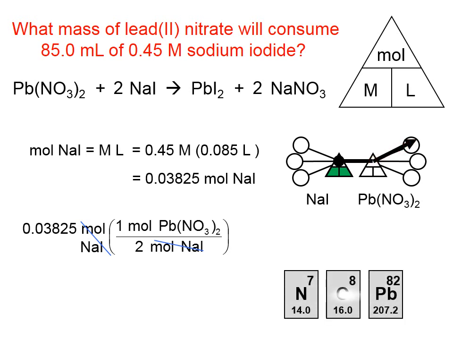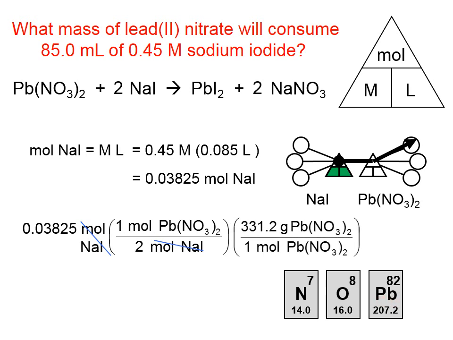So we need to consult the periodic table such that we can calculate the molar mass of lead 2 nitrate. 1 lead, 2 nitrogens, and a total of 6 oxygens. Check it out, it adds up to about 331.2 grams.